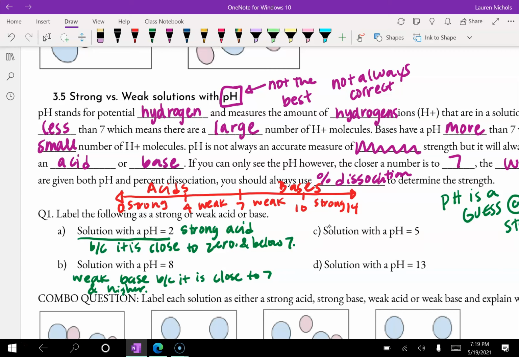So you should be able to identify that solution C, a 5, is less than 7, so we know it's an acid. It's pretty close to 7 compared to 0, so we can make a guess that it's a weak acid. And a solution with a pH of 13, it's higher than 7, it's pretty close to 14, so we can make a guess that this is a strong base. And so if you're only given pH, you can solve it that way.